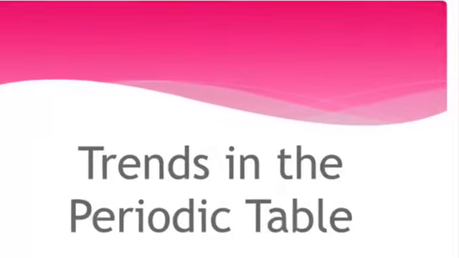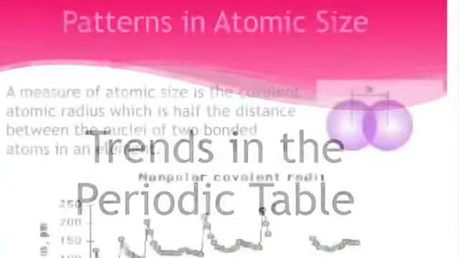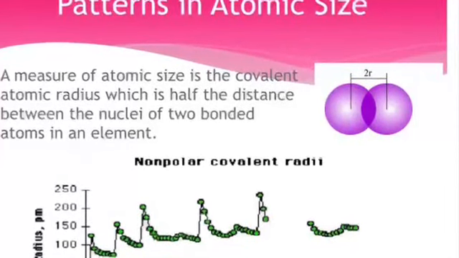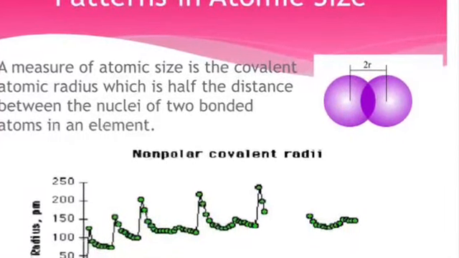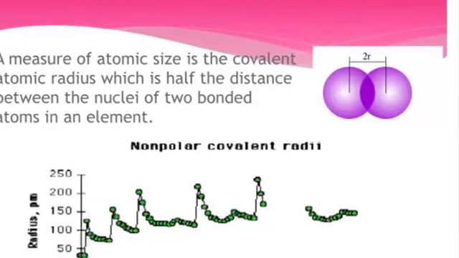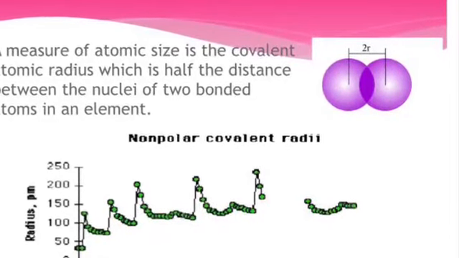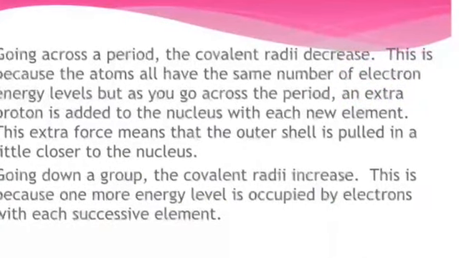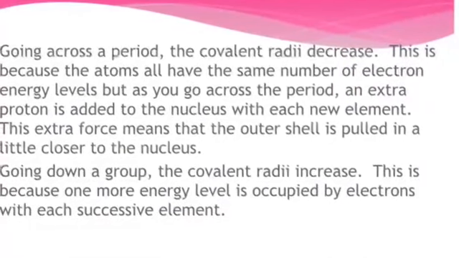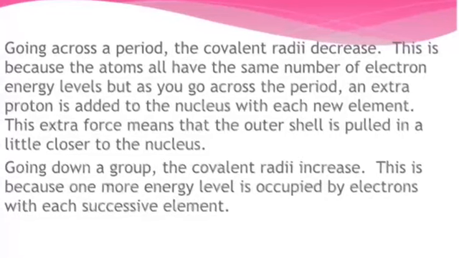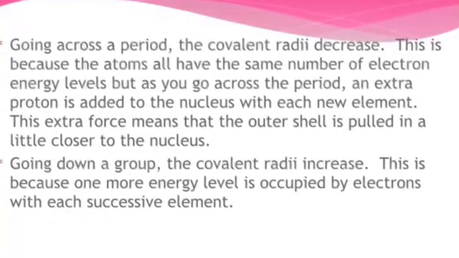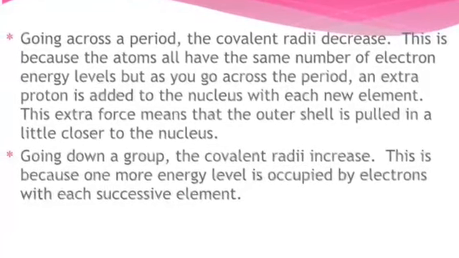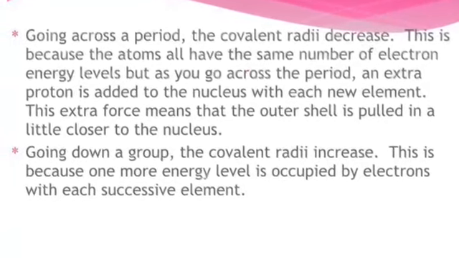Trends in the periodic table. The atomic size decreases as you go along a period. This is due to the increase in the number of protons, so the nuclear charge gets bigger as you go along a period, which pulls the electrons closer to the actual nucleus. The covalent radius gets larger as you go down a group, just because you've got extra shells being added to the actual atom.